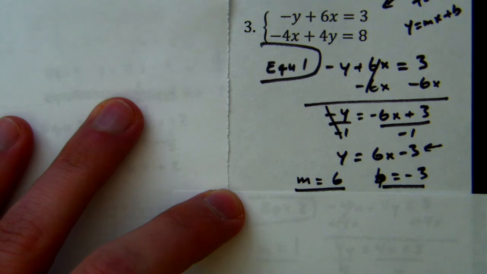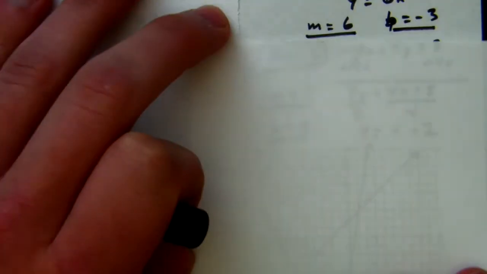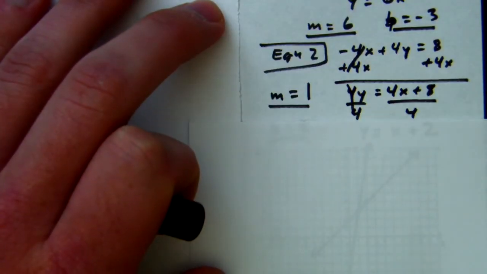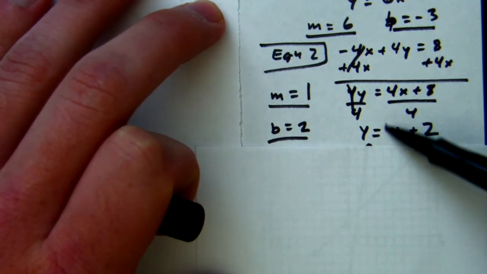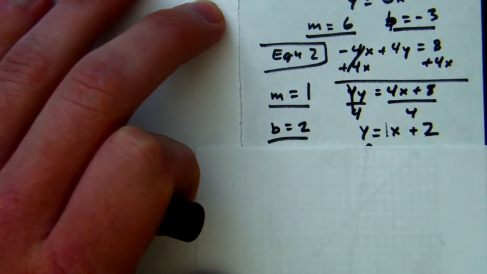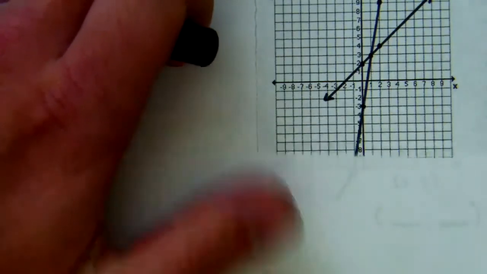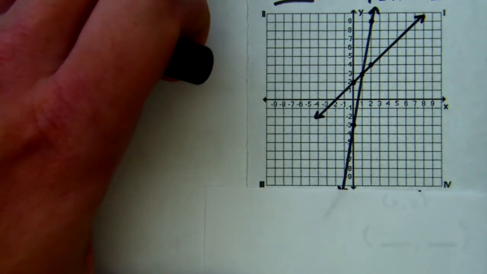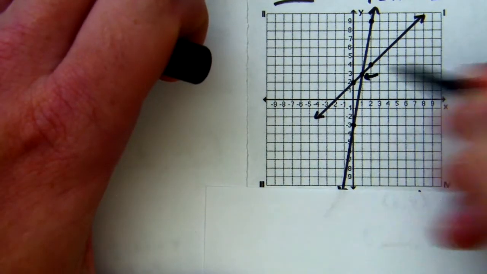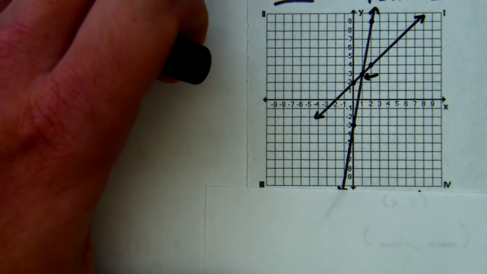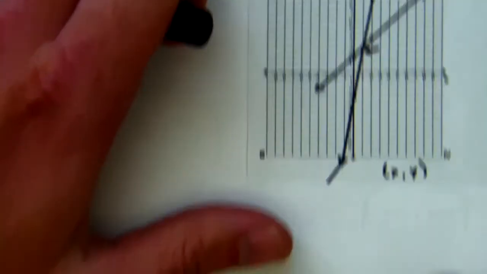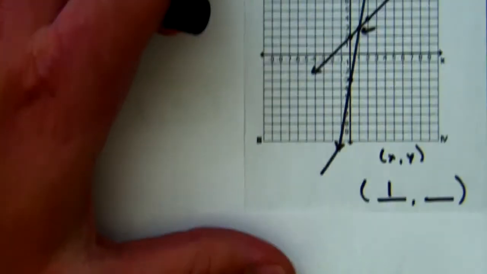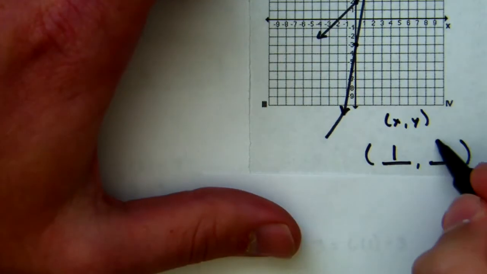So this is my golden equation. I took the second equation and solved for y. I got y equals x plus 2. The slope is 1, and the y-intercept is positive 2. I went ahead and graphed, and again, I'm looking for the point right here where the two graphs cross. Boom. We go over 1, and we go up 3: 1, 3.